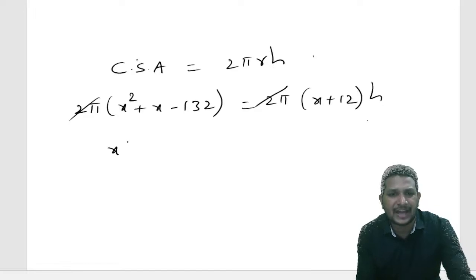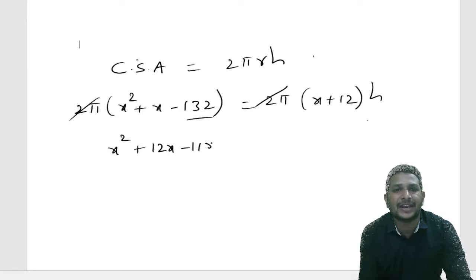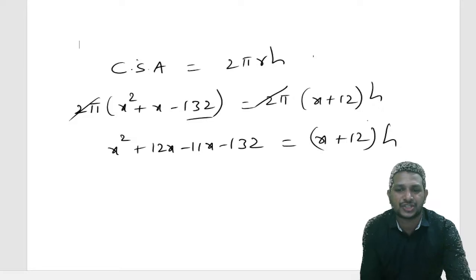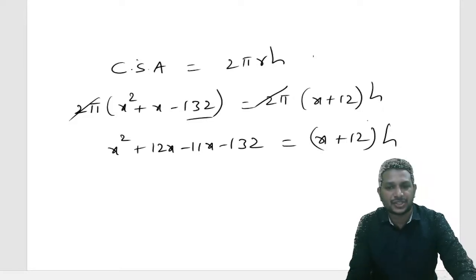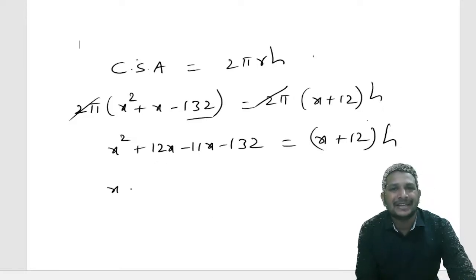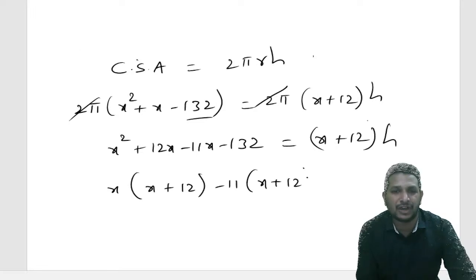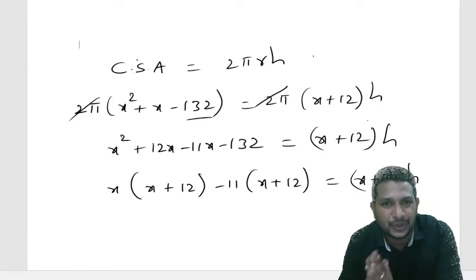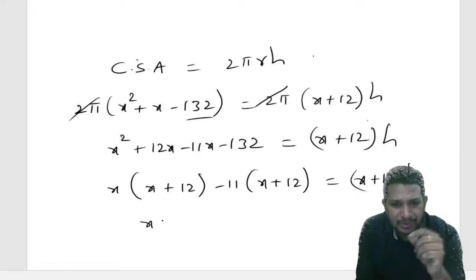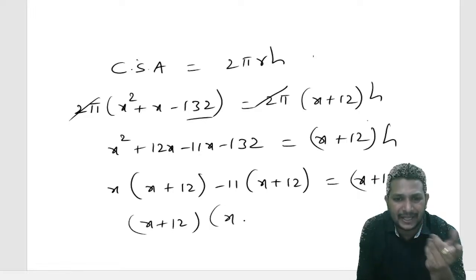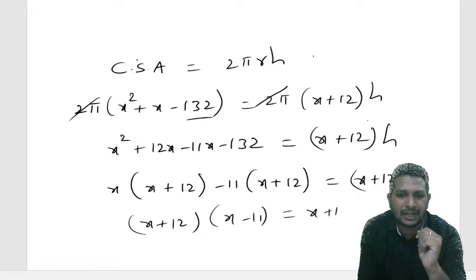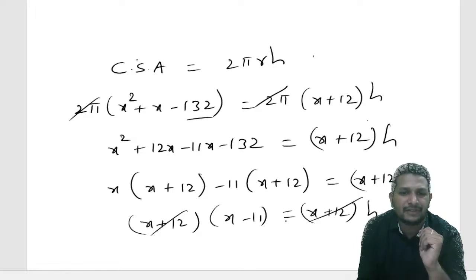Now we'll try to factorize this. 11 and 12 are the factors, right? 12x minus 11x minus 132 equals x plus 12 into h. I'll take x common: x into x plus 12, minus 11 into x plus 12, equals x plus 12 into h. If I take x plus 12 common again, we get x minus 11 into x plus 12 equals x plus 12 into h. On both sides, x plus 12 will be cancelled.